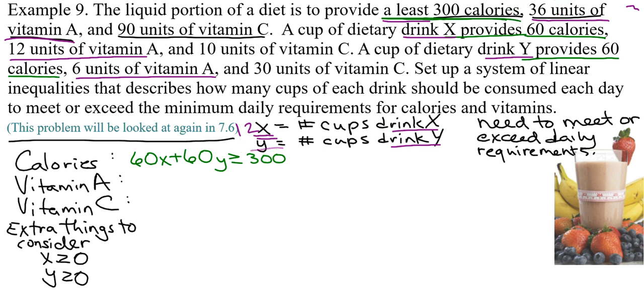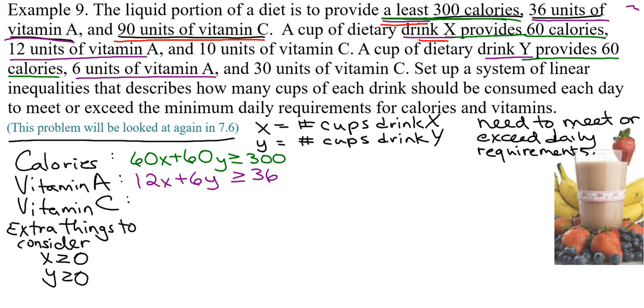So again, let me get rid of some of that circling and underlining. And so to me, the vitamin A constraint is going to be 12x plus 6y has to be greater than or equal to 36. And then our last one is going to be vitamin C, and I'll spend less time on that. So for vitamin C, I need at least 90 units.